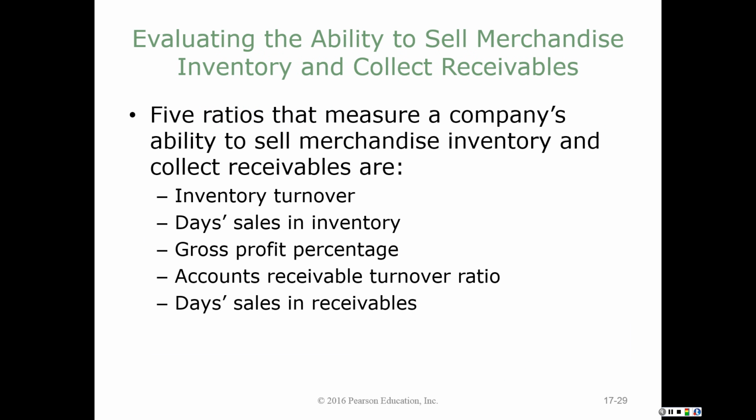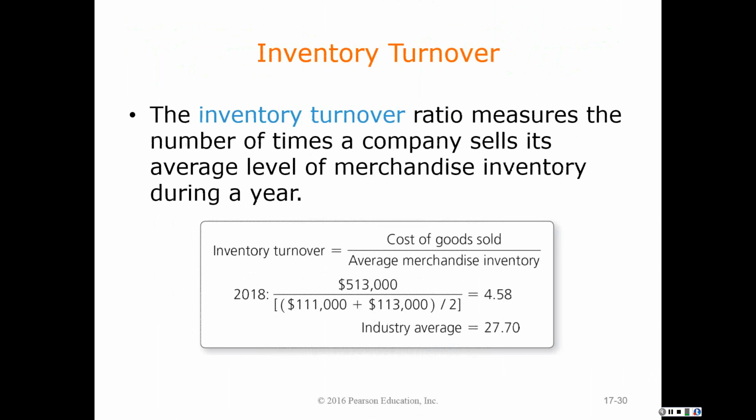Right, so the next category is how quickly can we sell our merchandise and collect our receivables. And so some of the ratios that they've given us here, inventory turns. How quickly can I turn my inventory? Well, let's look at this one. Cost of goods sold divided by the average merchandise inventory. This is usually beginning of the year plus end of the year divided by 2.